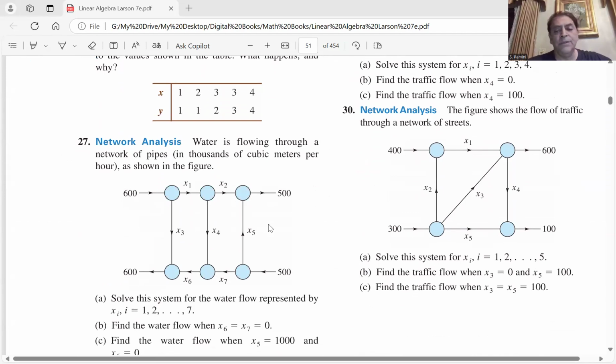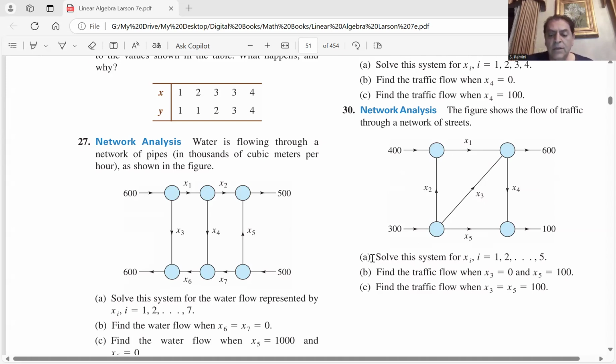All right, so in exercise number 30, it says the figure, and hopefully you can see. If you cannot see my screen, please let me know. It reads, the figure shows the flow of traffic through a network of streets. So this could be some kind of a location downtown San Diego. It could be anywhere, downtown Escondido, any place where there is traffic flow.